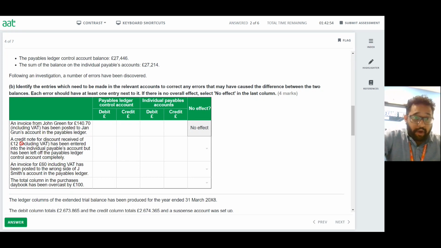But what you know is a credit note will reduce the balance of the payables ledger control account. The payables ledger control account is a liability account, so it normally has a credit balance. Therefore, this £12 will go here as a debit balance. And it doesn't say anything about decimals, but I will still stick to my knowledge by putting £12 with decimals there, just in case.